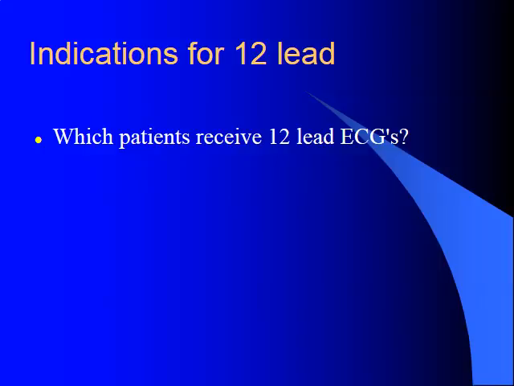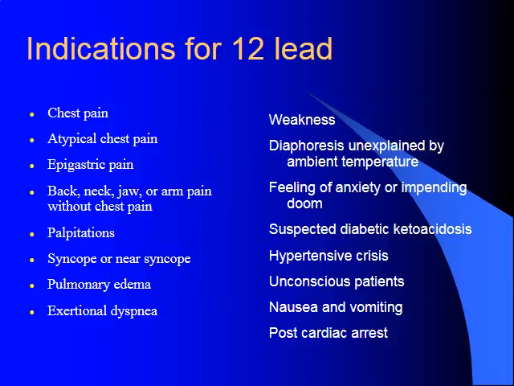Now we've determined when we're going to do it, we need to know who we're going to do these EKGs on. So obviously, our main ones, we're going to be doing them on our chest pains, atypical chest pain, epigastric pain, especially in females, back, neck, jaw, or arm pain, even without chest pain, palpitations, syncope or near syncope, pulmonary edema, exertional dyspnea.